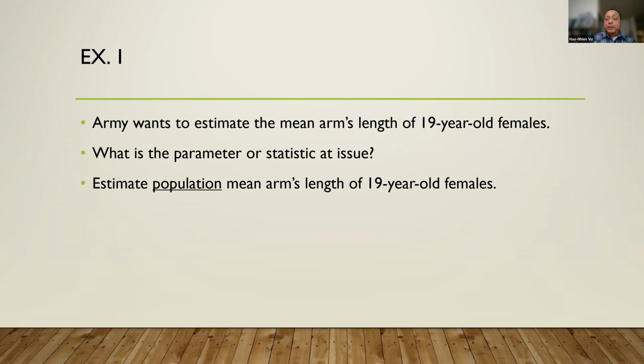The Army wants to estimate the population mean arm's length of 19-year-old females. They haven't made any measurement yet, and what they need to know is of 19-year-old females, probably for the purpose of designing some sort of equipment for their service members. So the symbol for that will be mu. They're trying to estimate mu. That's all the information you have, so that's all you need to write down.